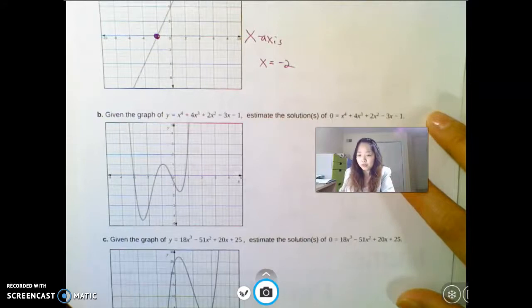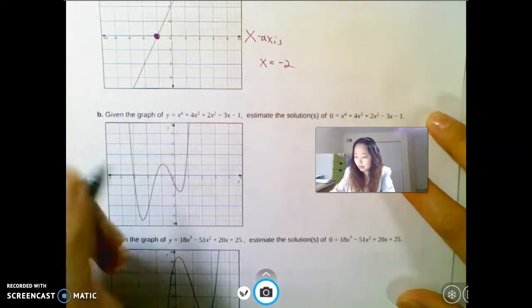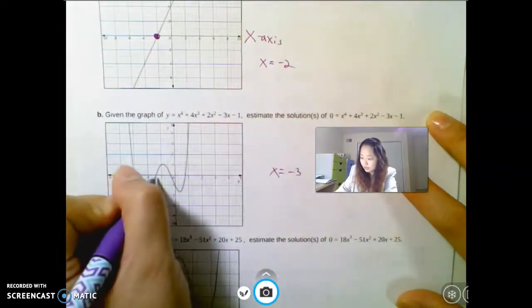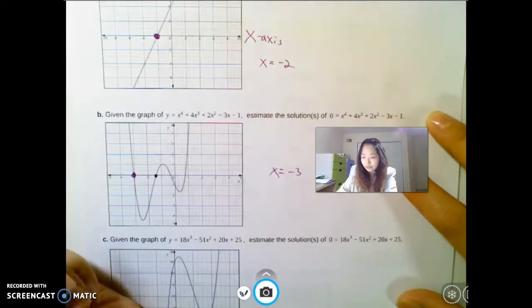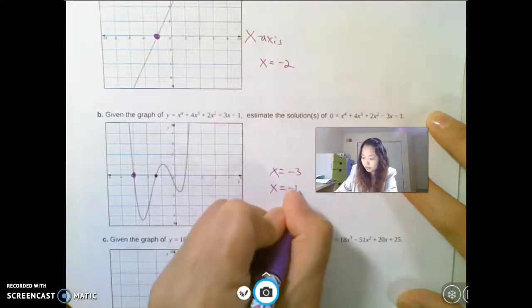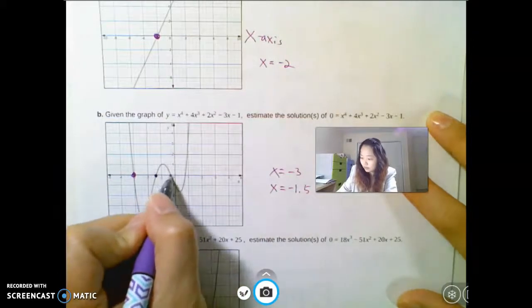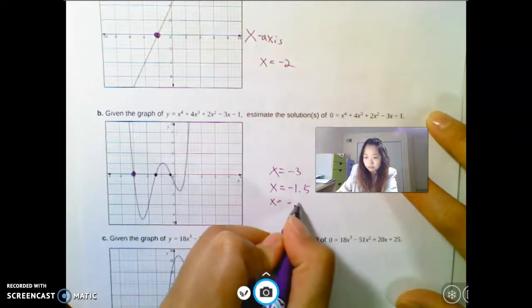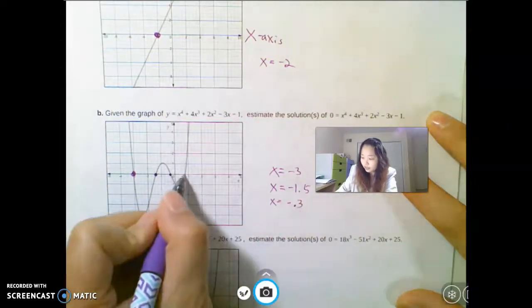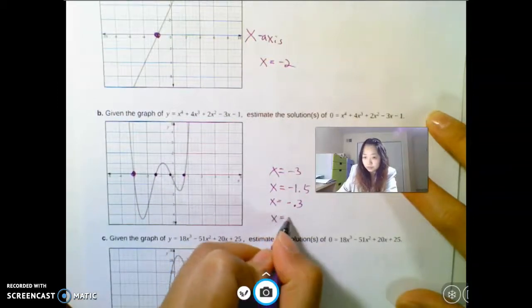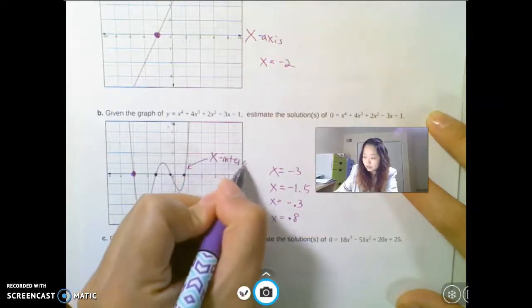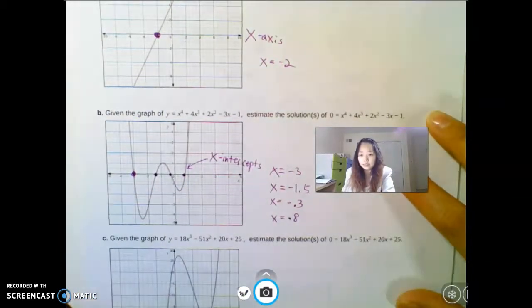So given the graph, where are the x-intercepts? I see one right there at -3. I see one right here between -1 and -2. So we're estimating, so maybe -1.5. I see one right there. So that's still at the negative. So maybe negative point, I don't know, like 3-ish. And then I see one right there, so 0.8. So these are all x-intercepts. That is it. I get the feeling this is gonna be the shortest video ever.